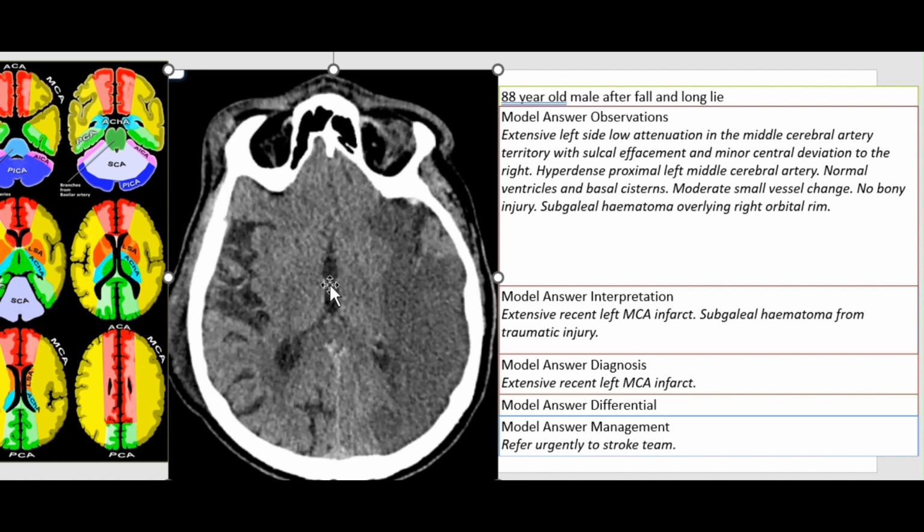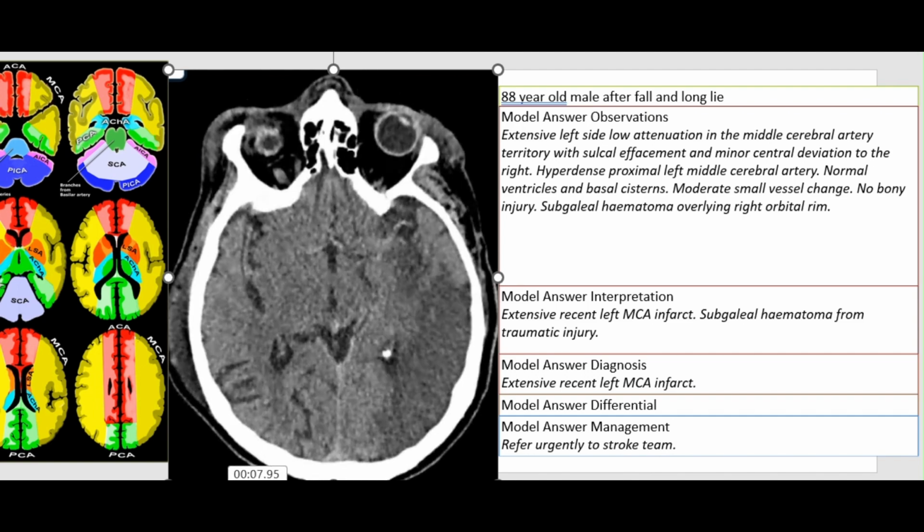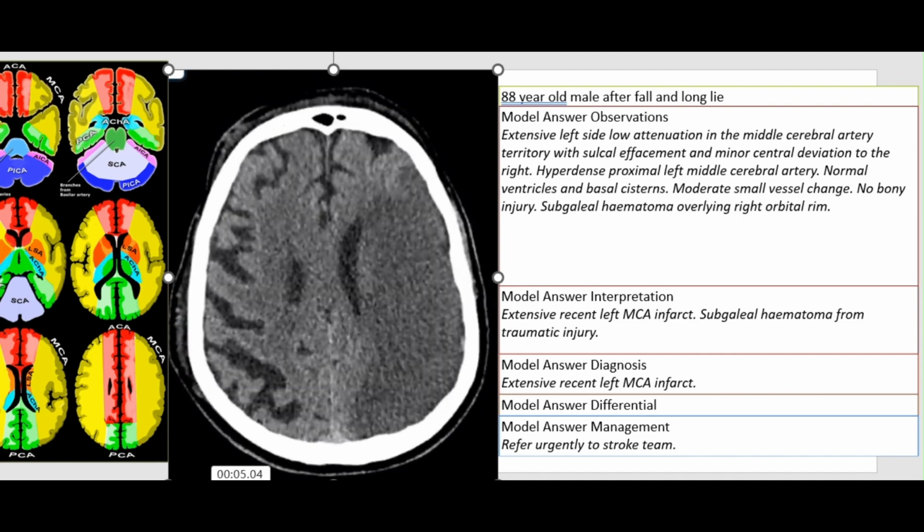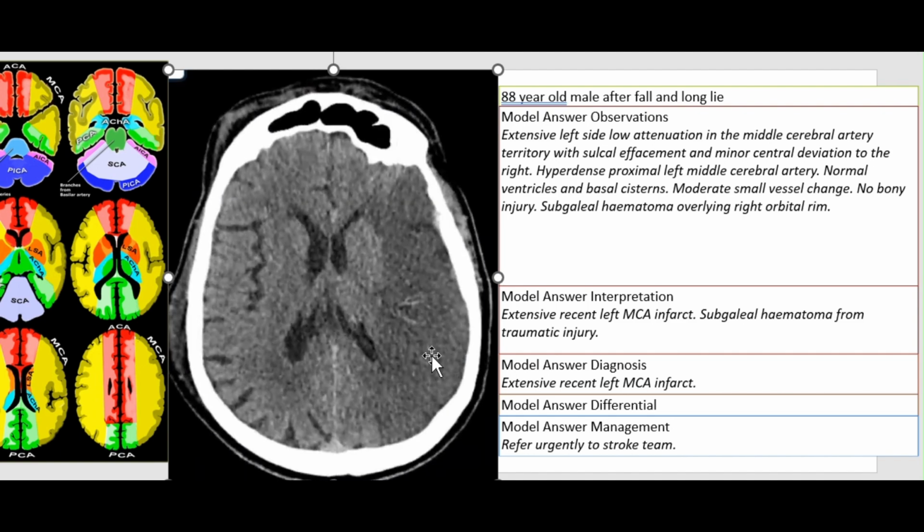The management here is urgent referral to stroke team. Whenever you see a patient with cerebral infarct, this patient needs urgent referral to the stroke team in the hospital. So that's it.